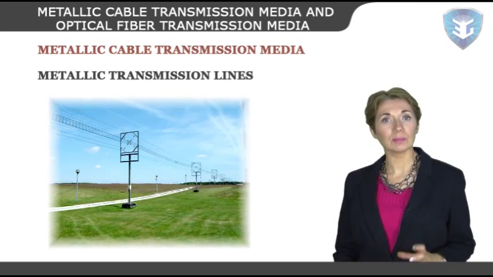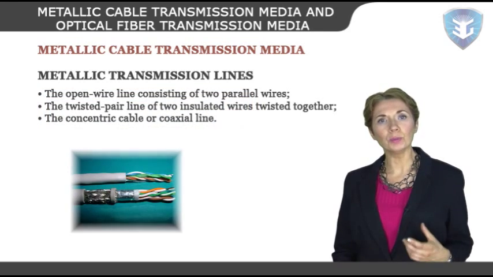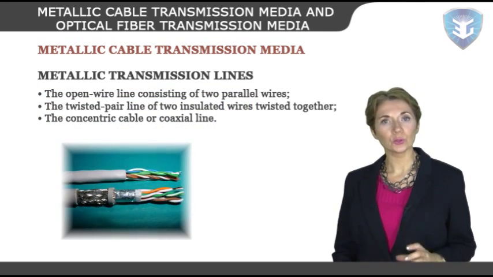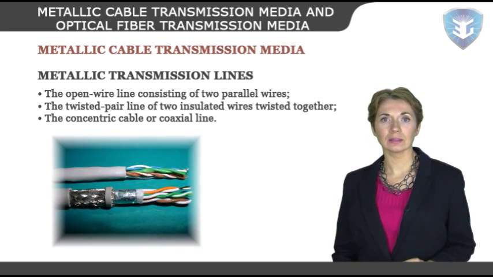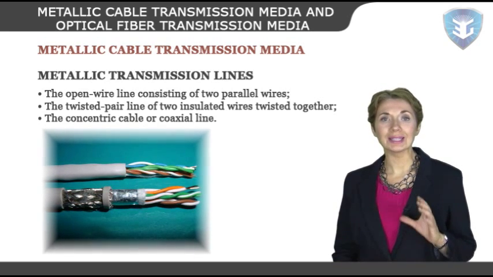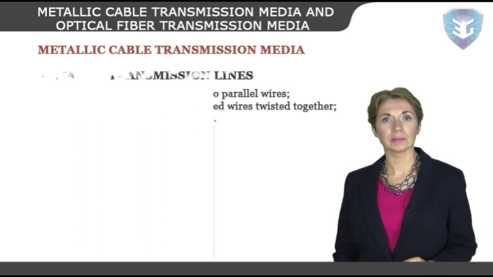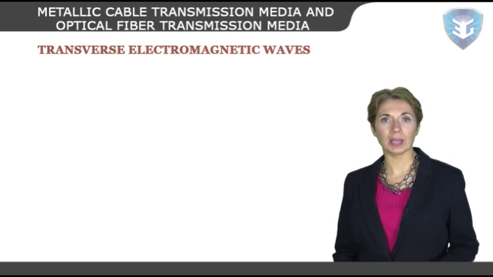There are several types of transmission lines whose losses are small. The open wire line consisting of two parallel wires. The twisted pair line of two insulated wires twisted together. The concentric cable or coaxial line, where a central wire is mounted along the axis of a metal tube. Let's now have a look at transverse electromagnetic waves.